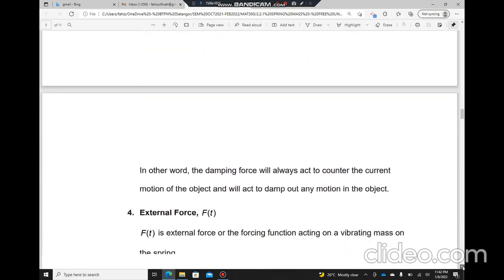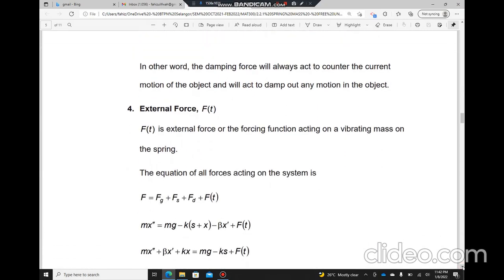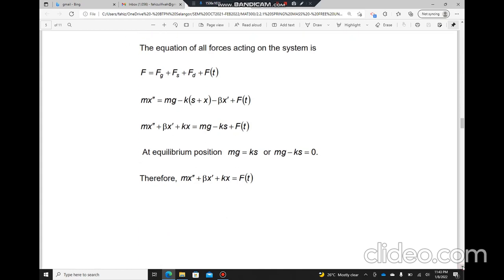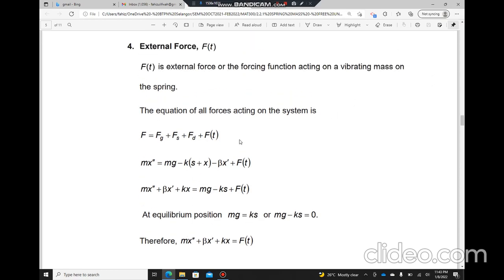Okay, then in other words, the damping force will always act to counter the current motion of the object and will act to damp out any motion in the object. Okay, then last one is external force. F(t) is the external force or the forcing function acting on a vibrating mass on the spring. The equation of all forces acting on the system is, so yang ni kalau kita gabungkan semua force, gravity, and then yang ni spring, damping dengan force yang last tadi apa dia? External force. So yang ni kita akan dapat satu equation.